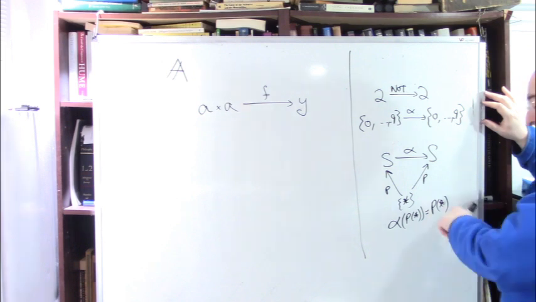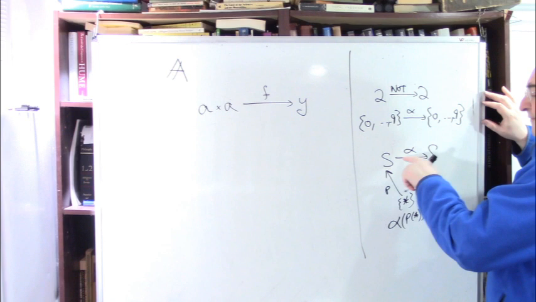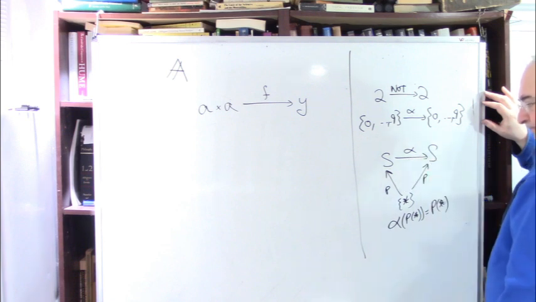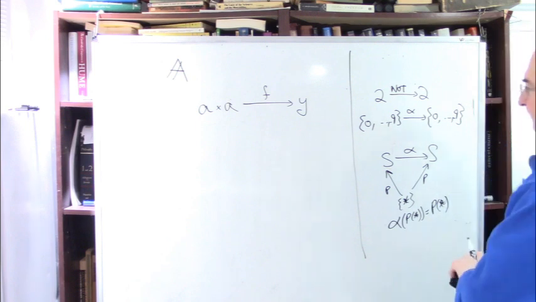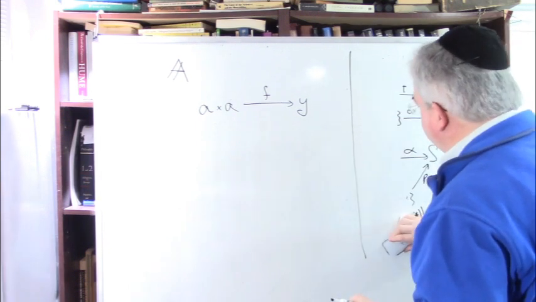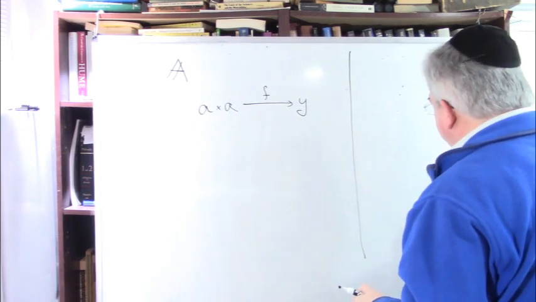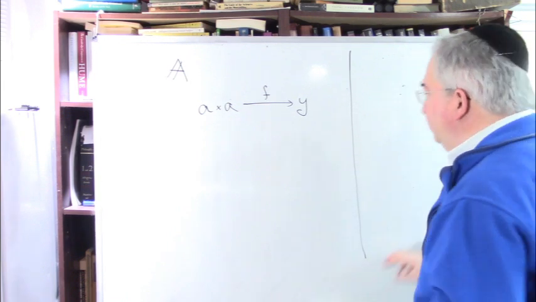Okay, if this is true, then we say alpha has a fixed point. Okay, great. Let's go through it. That's for sets. Now let's talk about an arbitrary category.